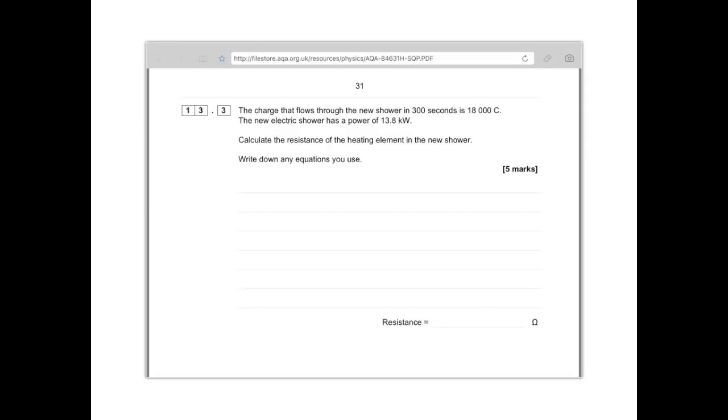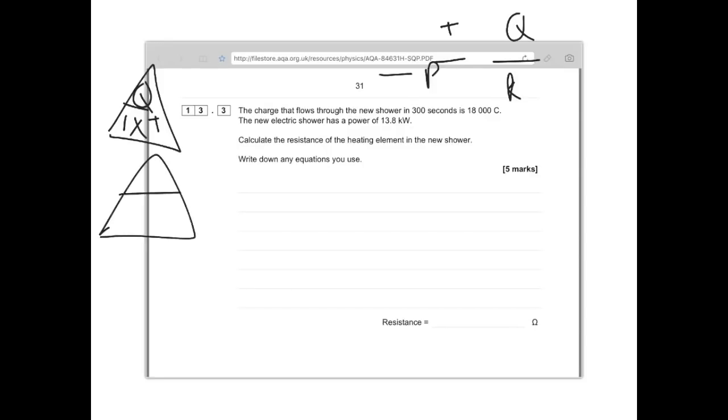Now, what do we need to find out? We need to find resistance, which is R. We've been given T, which is time, a charge, which we know is Q, and we've been given a power rating, which is P. So we need to work out a combination of equations that will help us get to R, and this is what you're going to use. You're going to use charge is current times time as an equation. You're going to use voltage equals current times resistance to help you find R, and the last one you're going to use is power equals current times voltage.